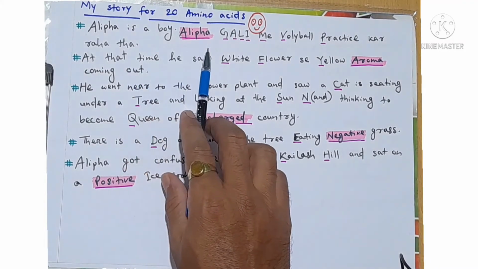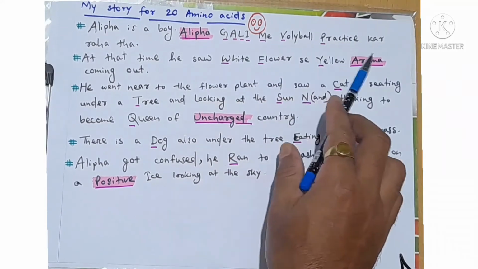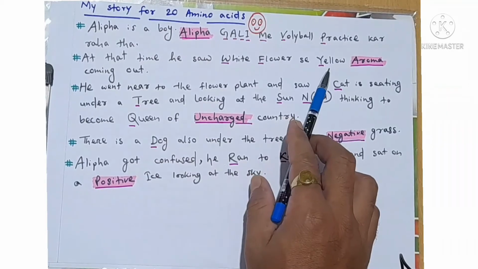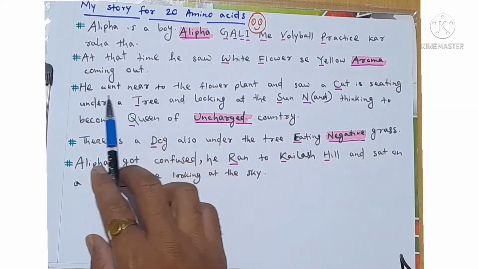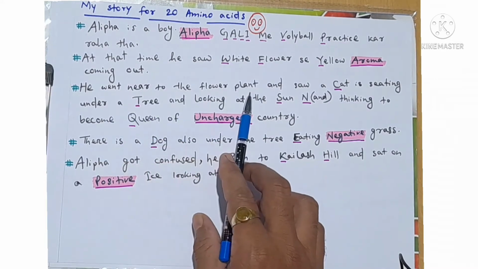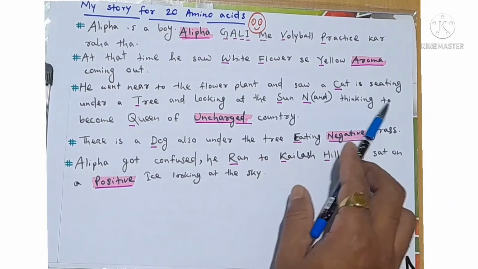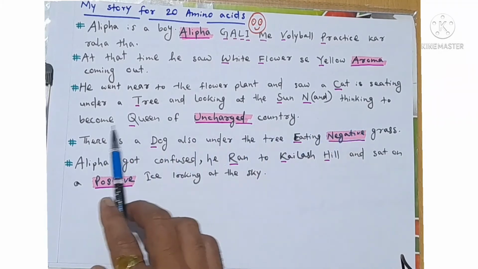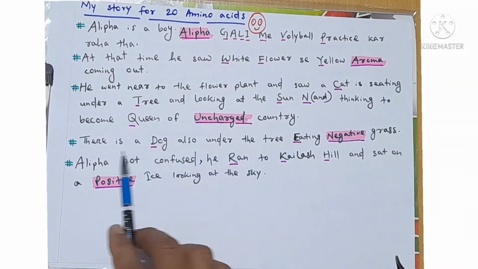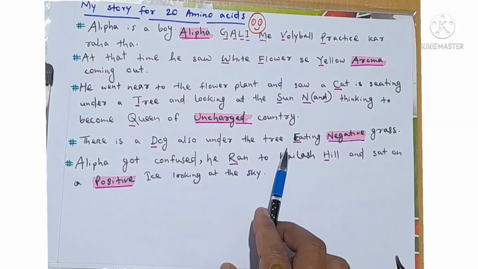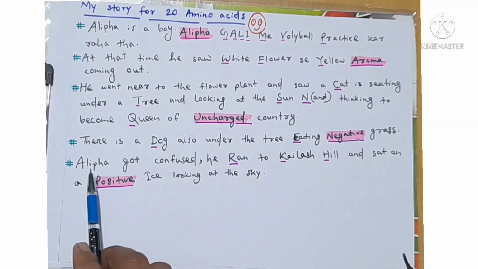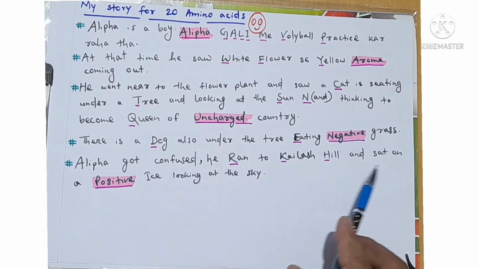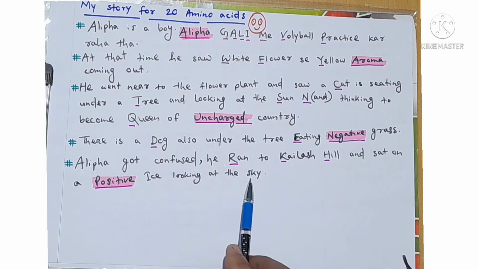Alipha is a boy. Alipha was practicing volleyball in the street. At that time he saw white flowers with a yellow aroma coming out. He went near the flower plant and saw a cat sitting under a tree and looking at the sun and thinking to become queen of the uncharged country. There is a dog also under the tree eating negative grass. Alipha got confused. He ran to Kailash hill and sat on a positive ice looking at the sky.